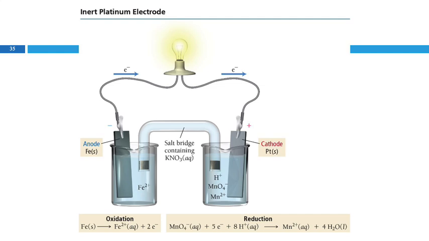So this is an illustration of that cell. On the anode side, we have an iron electrode and iron ions in solution. On the right side, we have an inert platinum electrode, and in solution here, we're going to have manganese ions, permanganate ions, and hydrogen ions. The water doesn't get shown here because it's an aqueous solution. We've got a salt bridge here, and the electrons are going to flow from the anode to the cathode.